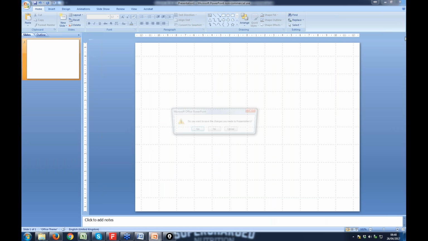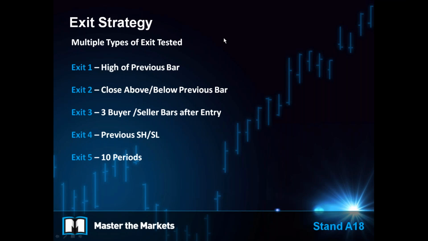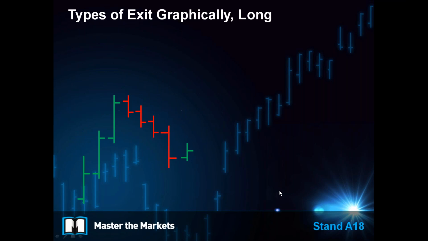What we've done here is take 5 types of exits. For the 5 exits that we analyzed, remember, we kept the entry and the stop parameters consistent. We found the best entry point, we found the best way to position the stop, and then we varied the exit because we wanted to understand where the optimal exit was out of an inside bar trade. So here, for example, you can see the first exit was on the high of the previous bar if we're going long. The second exit is the close above or below the previous bar. The third is 3 buyer bars or seller bars. The fourth one is the previous swing high or low, and then 10 periods.